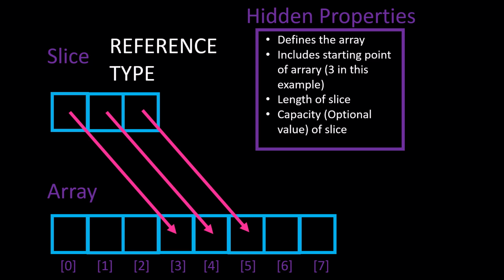You've got a property that defines the length of the slice and a property that defines the capacity of the slice. And that's an optional value. And I'll show you guys what I mean with that. So I think that's enough theory for now. Let's go ahead and hop over to the code and I'll show you guys how to work with it.